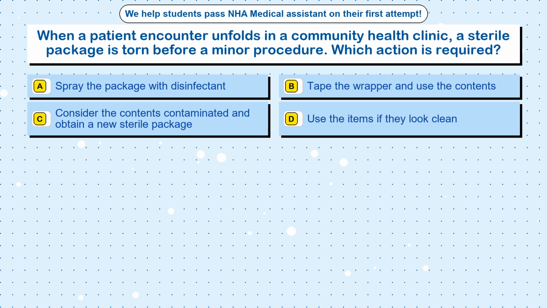Question 31. When a patient encounter unfolds in a community health clinic, a sterile package is torn before a minor procedure. Which action is required? Option A, spray the package with disinfectant. Option B, tape the wrapper and use the contents. Option C, consider the contents contaminated and obtain a new sterile package. Option D, use the items if they look clean.